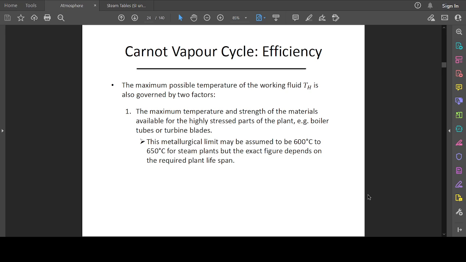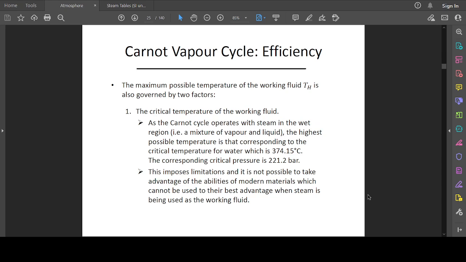The first one is the maximum temperature and the strength of the material available for the highly stressed parts of the plant, so the boiler tubes or the turbine blades. This metallurgical limit may be assumed to be 600 to 650 degrees for steam plants, but the exact figure depends on the required plant lifespan.